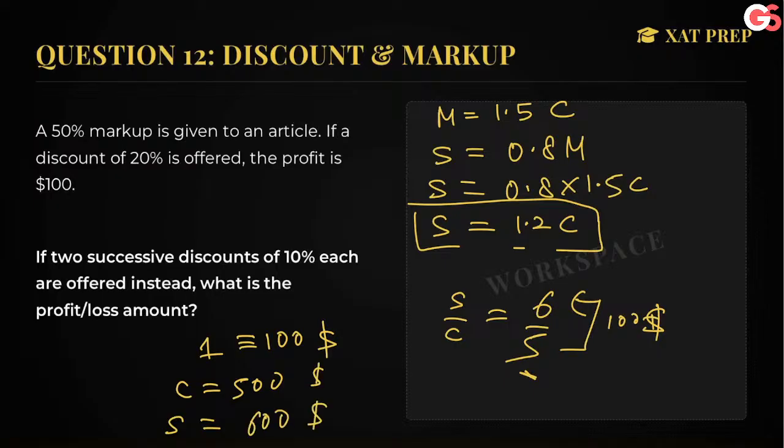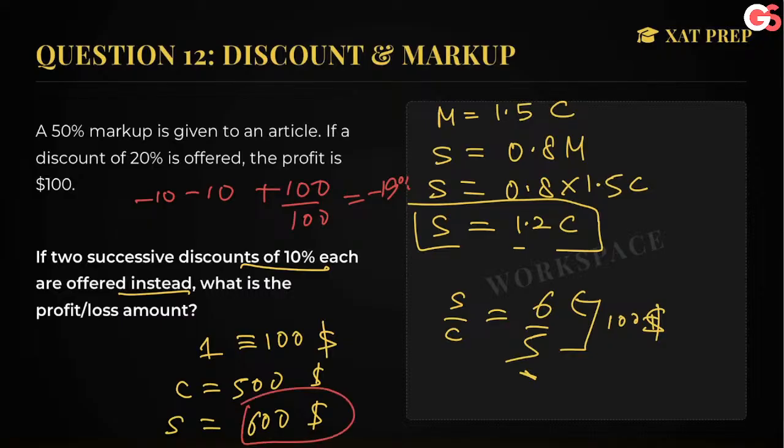बोल रहा है कि अगर यहाँ पे if two successive discounts of 10% are offered instead, what is the profit or loss amount? ठीक है, two discounts of 10%, that is equivalent to -10 plus -10 plus 100 upon 100, right? That is what we will get. Is how much? -19, तो 19% कम हो जाएगा. 19% of 600 इतना कम हो जाएगा, 19%. Is that clear?